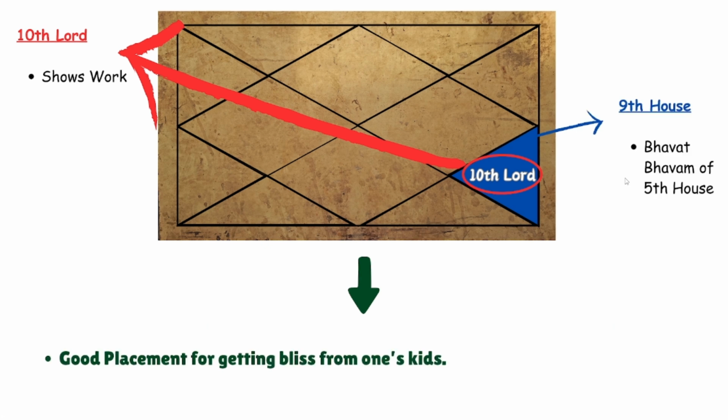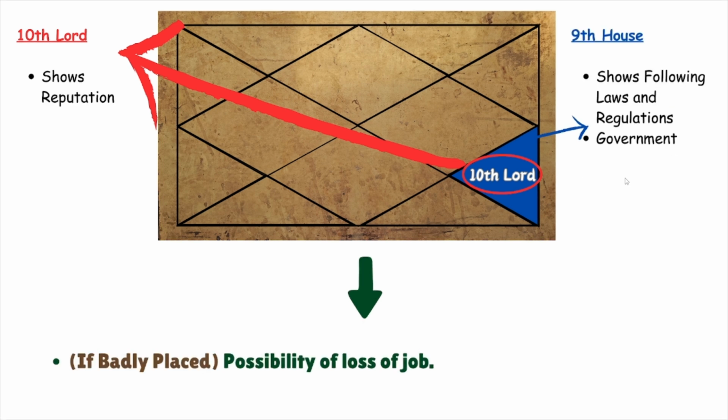The 10th Lord shows work, and the ninth house is the Bhavat Bhavam of the fifth house. The fifth house is the house of children, and the ninth house is five places away from the fifth house. So it shows the higher version or the higher results of the fifth house. So when the 10th Lord is sitting in the ninth house, it is a very good placement to get bliss and happiness from one's children.